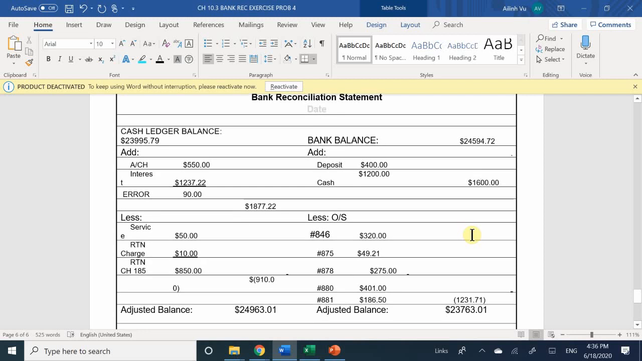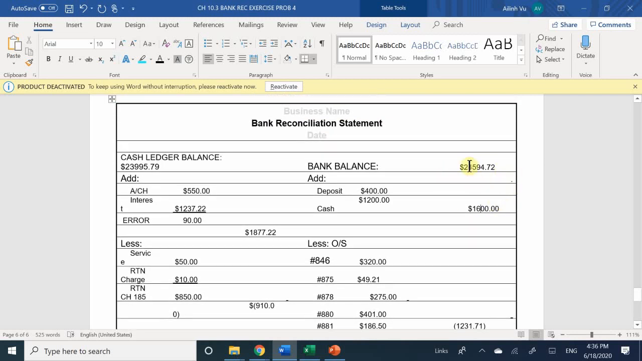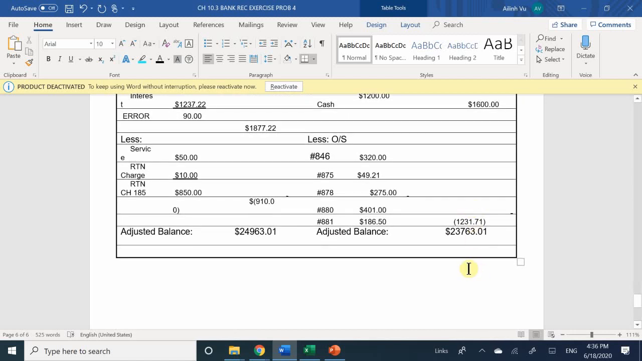Okay. All right, and now let's recalculate this. So if we started off with 494,24 and we minus what? 594.72, and we're going to add 1,600, okay, and we're going to minus our total here for 1,231.71. 24,963.01. So they balance. So we found our discrepancy and we made sure that this would happen.